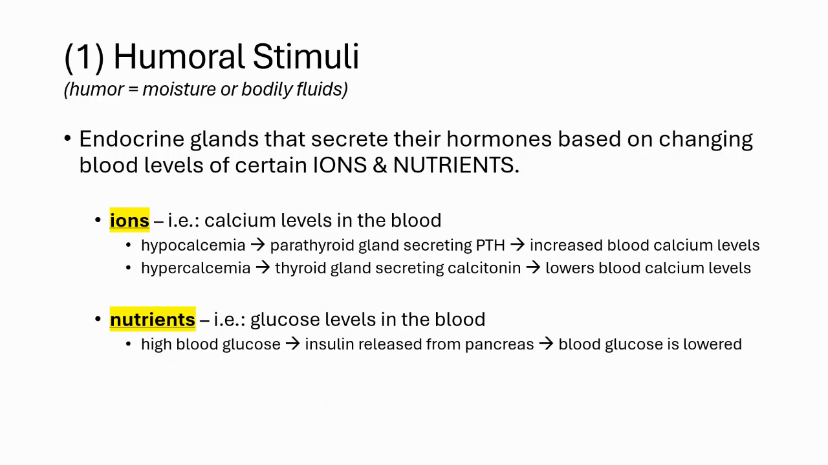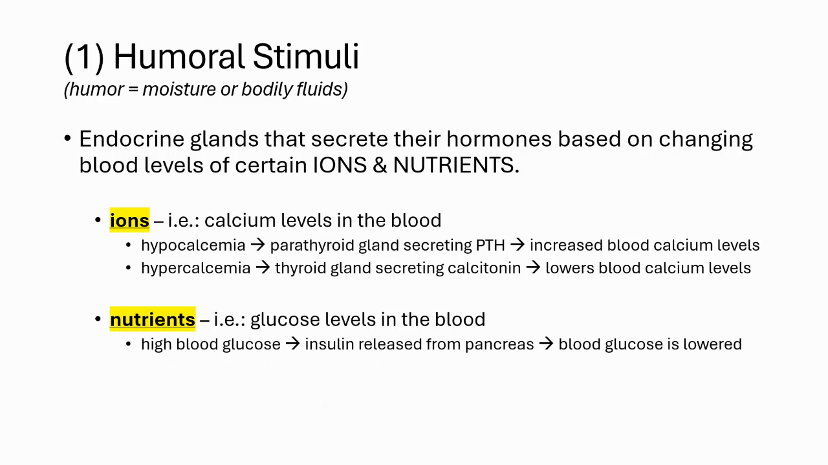Humoral stimuli affect endocrine glands that secrete their hormones based on changing blood levels of certain ions or nutrients. So, really, it's what ions or nutrients are in the blood, how much is there, and that's going to affect certain glands to secrete hormones. For example, when we're talking about ions, we're talking about calcium levels in the blood.